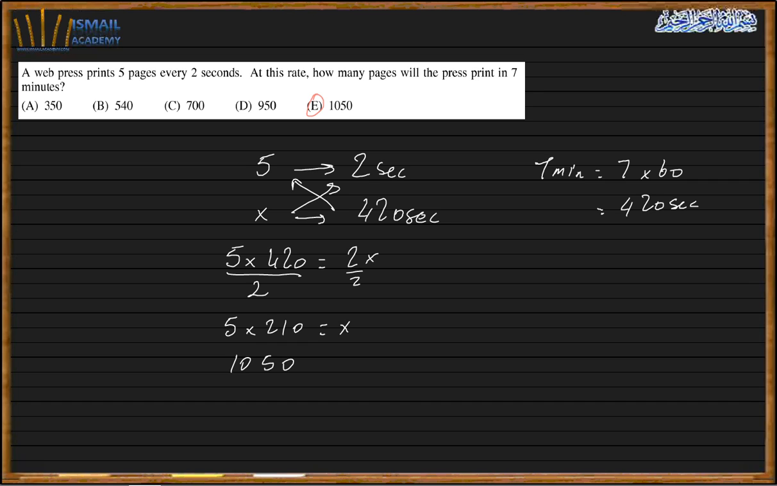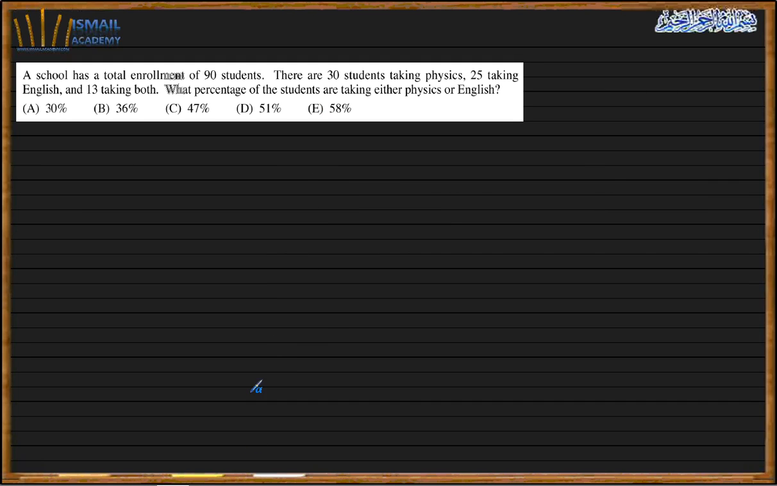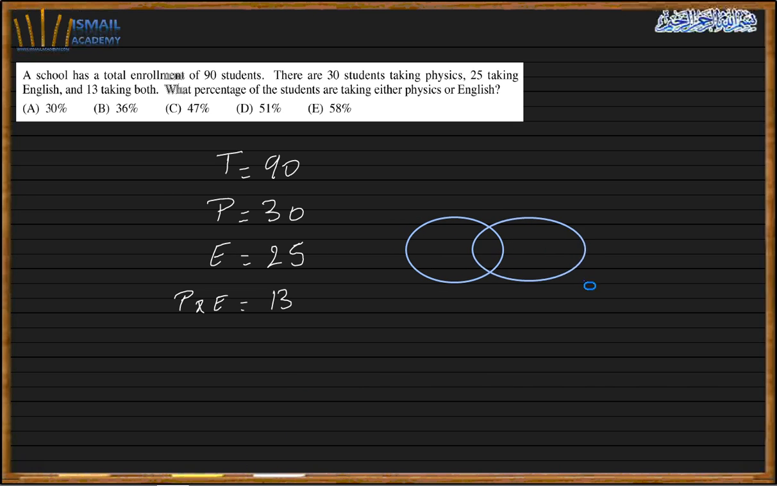Next question. A school has a total enrollment of 90 students. There are 30 students taking physics, 25 taking English, and 13 taking both physics and English. Again, if I use the Venn diagram, I have physics here and English here, with 30 taking physics, 25 taking English, and 13 both. What percentage of students are taking either physics or English?